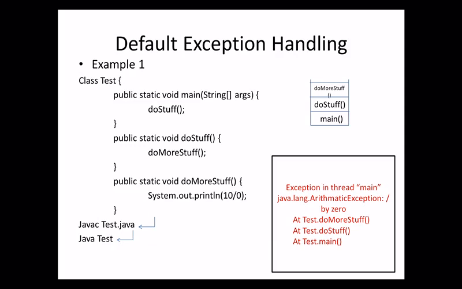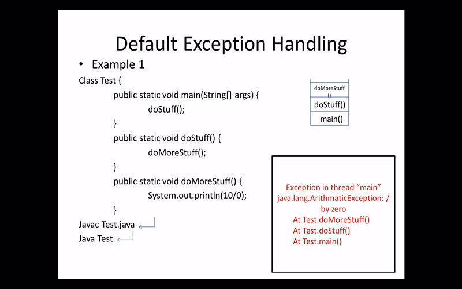So in the stack trace, we have to write at Test.doMoreStuff. Okay, this stack is for the Test class. Then the JVM will terminate that method and go back to the caller of doMoreStuff. The caller of doMoreStuff is doStuff.